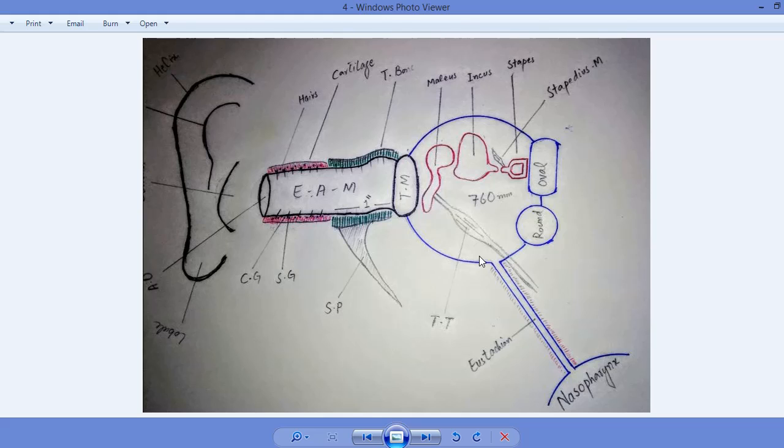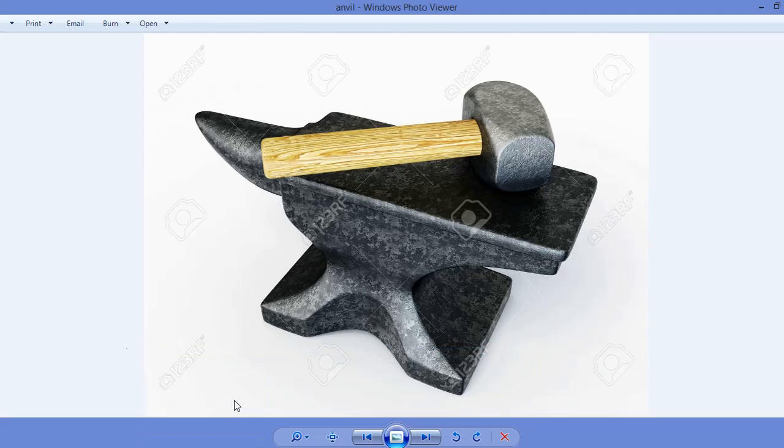The middle ear consists of what? The middle ear consists of three ossicles. These ossicles are the malleus, incus, and stapes. The malleus is a hammer-like bone. That is why it is called malleus. Malleus is the word which means hammer. And the incus is an anvil-like structure. That's why it is called incus. I'm going to show you in the figure.